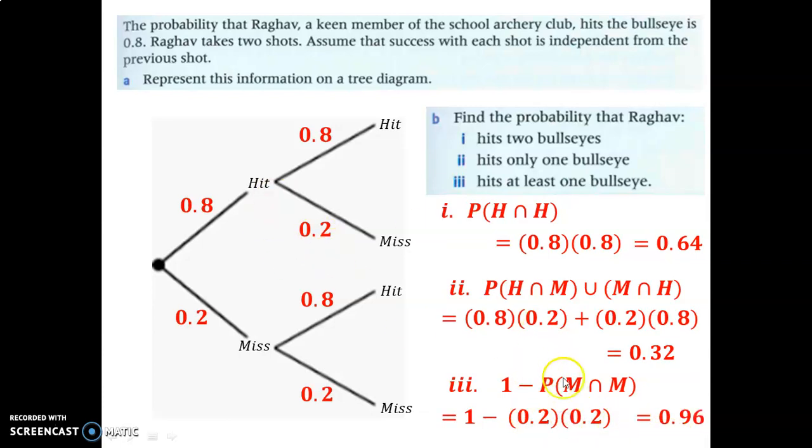If you did it without using complementary events, hopefully you noticed it's 3 paths. It's the hit path, hit miss path, or miss hit path. It's those 3 paths which will give you the same answer as this.